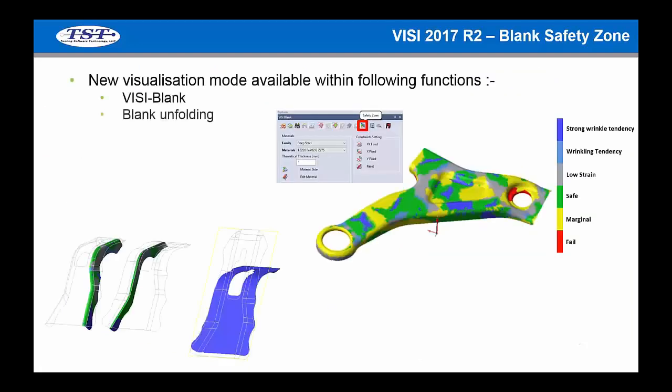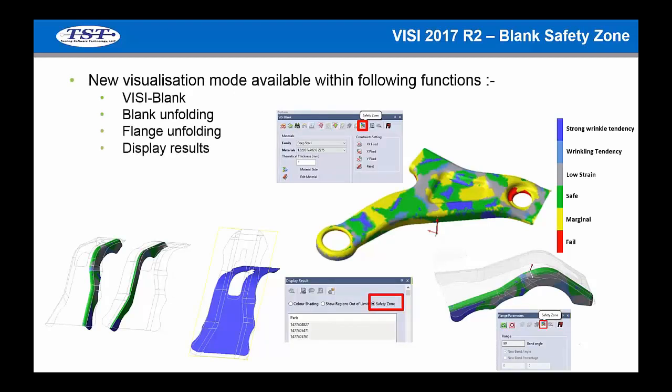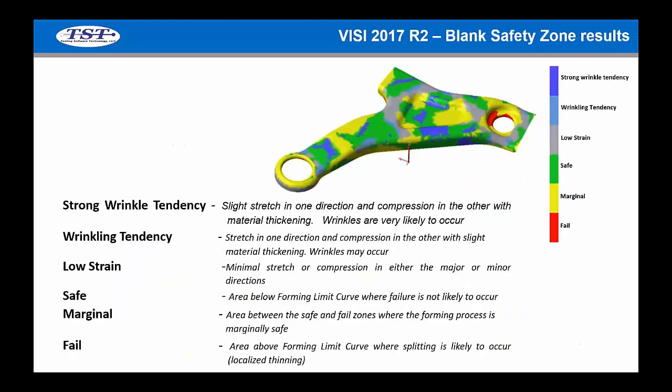So with some of those, you can see different results with that safety zone information. So new visualization mode for those, for VISI blank, blank unfolding, flange unfolding, and display results. You'll get a graph with different meanings for the different colors. Strong wrinkle tendency, low strain, safe marginal, and then a fail, where the limit curve is going to likely be splitting or localized thinning.